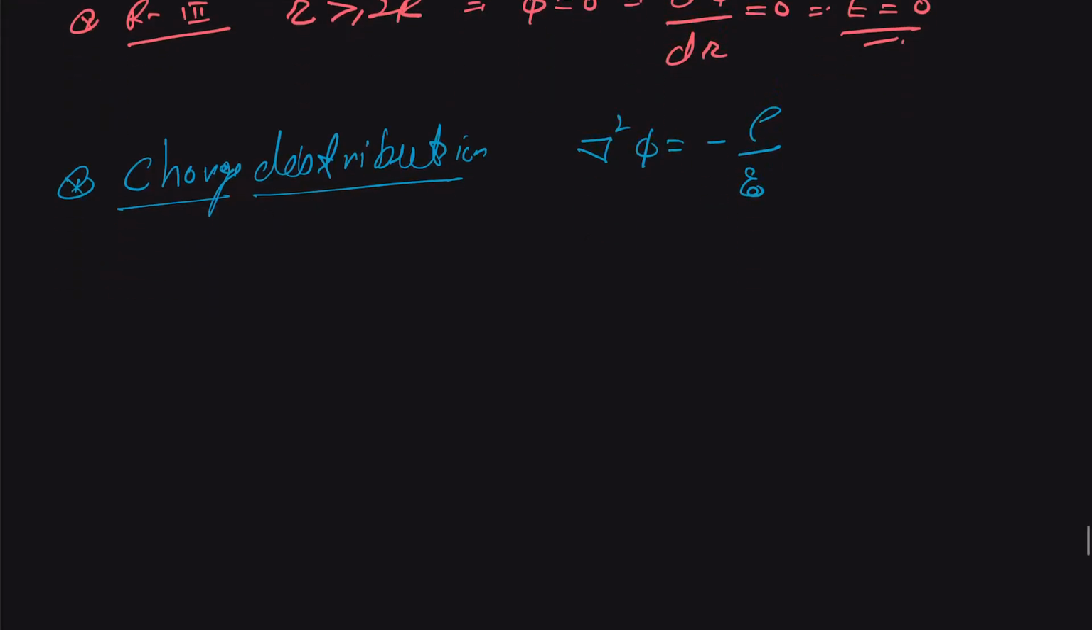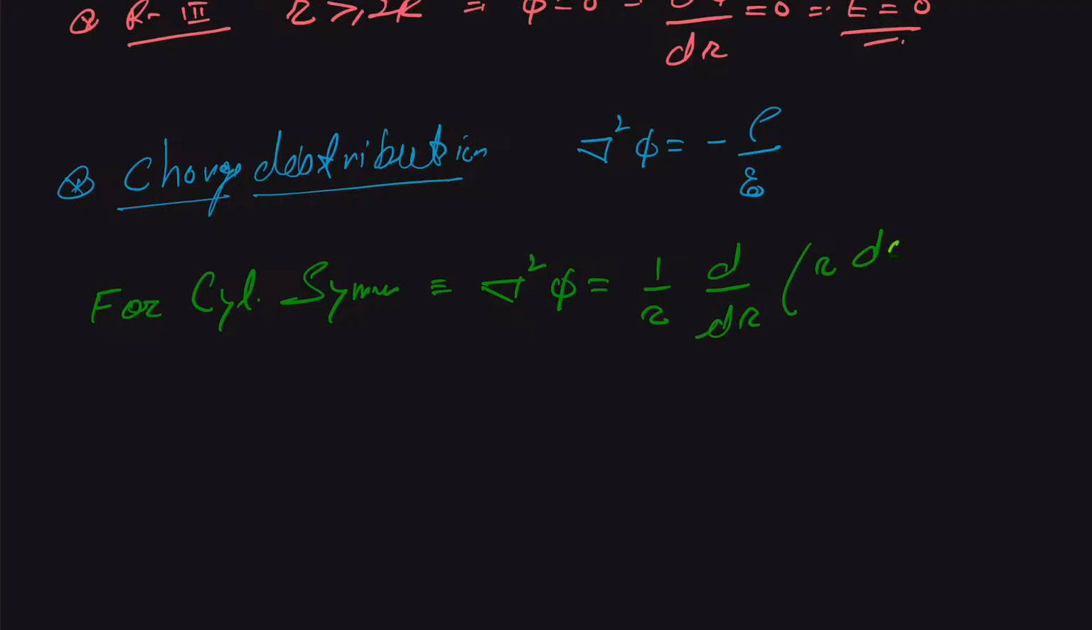And we are given cylindrical symmetry. So for cylindrical symmetry, the Laplacian of phi is equal to 1 upon r d of dr of r d phi upon dr. So this formula we are going to use.